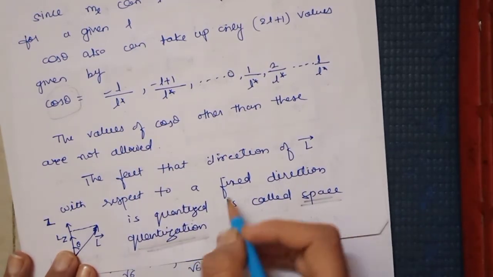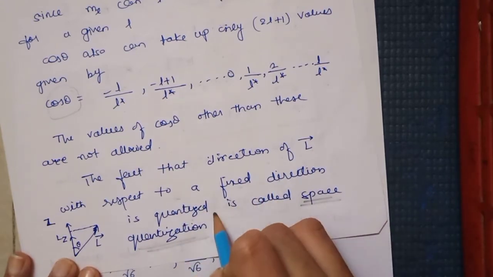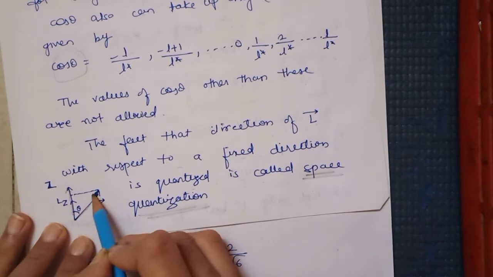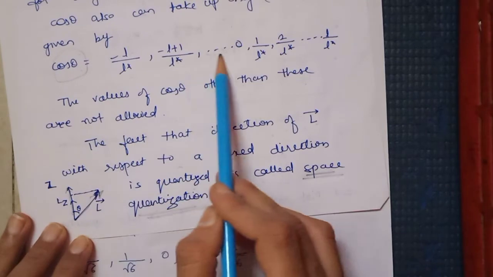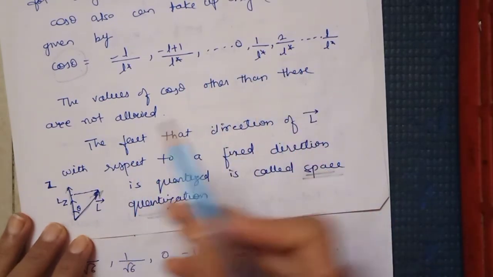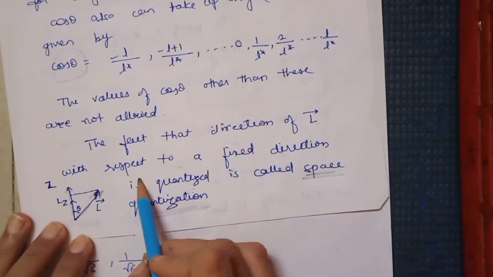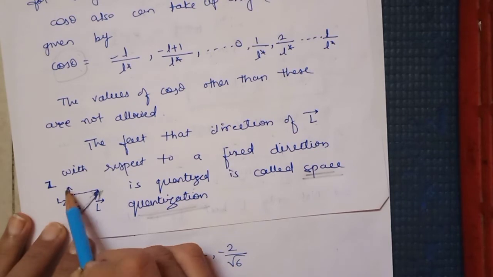What is space quantization? Direction of L with respect to a fixed direction is quantized. See here, LZ is along the Z axis, and then L is along this direction. As cos theta is also quantized here, what does that mean? Cos theta has fixed values. That means the direction of L, the angular momentum direction, with respect to LZ is fixed.